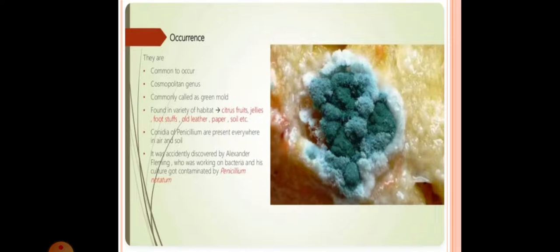Then it is found in a variety of habitats. So this Penicillium can be found in various types of habitat. It can grow on citrus fruits like orange, lemons, sweet lime, and so on, and then jellies, foodstuff, old leather, paper, soil, and many more. Conidia of Penicillium are present everywhere in air and soil. It was accidentally discovered by Alexander Fleming, who was working on bacteria, and his culture got contaminated by Penicillium notatum.